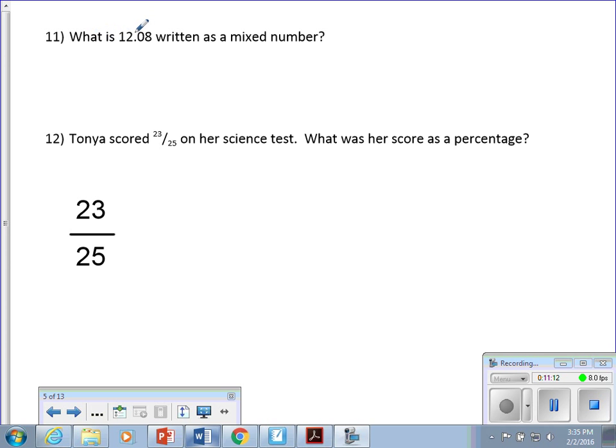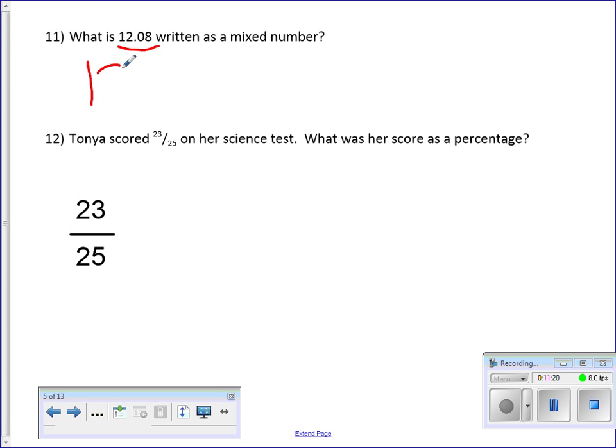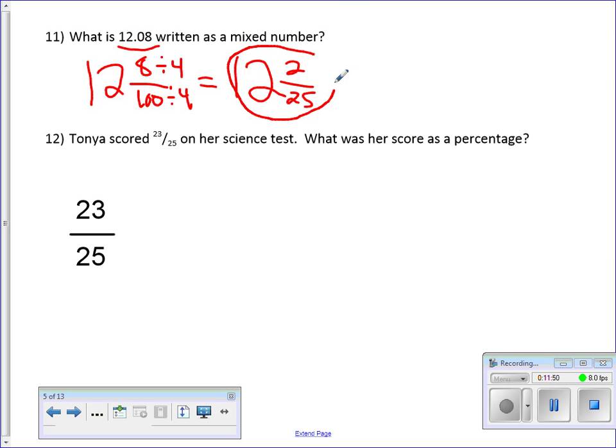Y'all wanted: what is 12 and 8 hundredths written as a mixed number? Listen to what I said, 12 and 8 hundredths. So 12 and 8 hundredths. Obviously, we want everything in simplest form. So I can divide these by a common factor. My 12 is not changing. Okay, I'm just simplifying. I'm not changing the value. 8 divided by 4 is 2. And 100 divided by 4 is 25. So here is your answer.